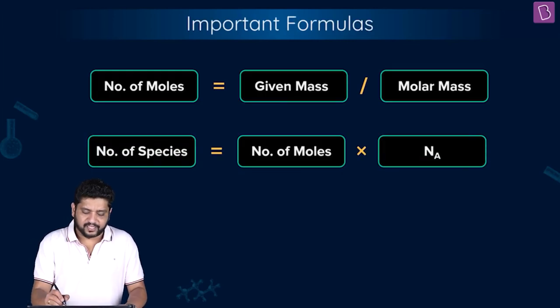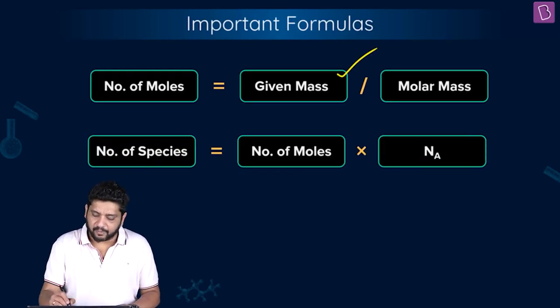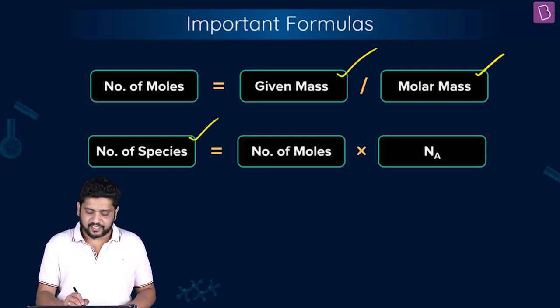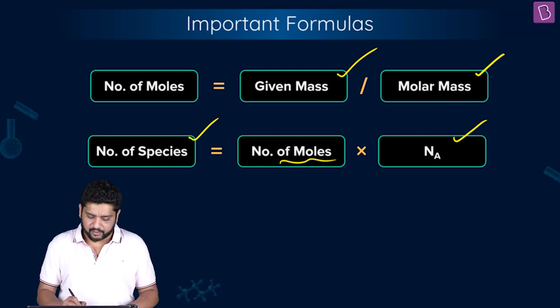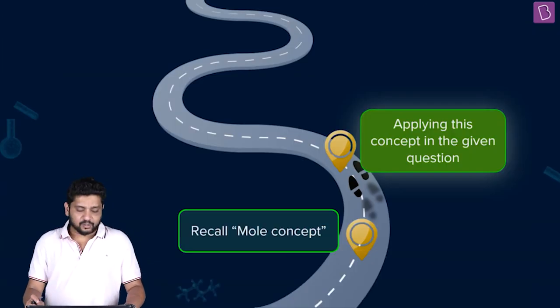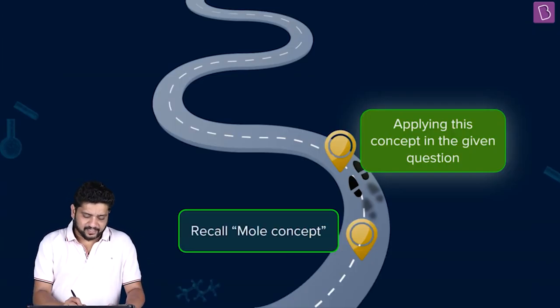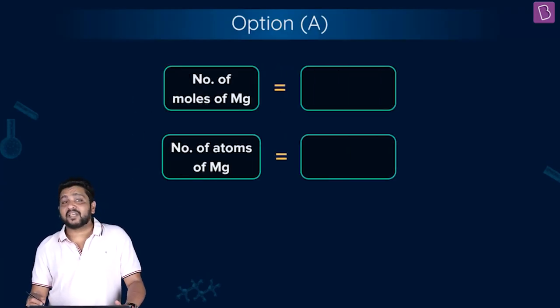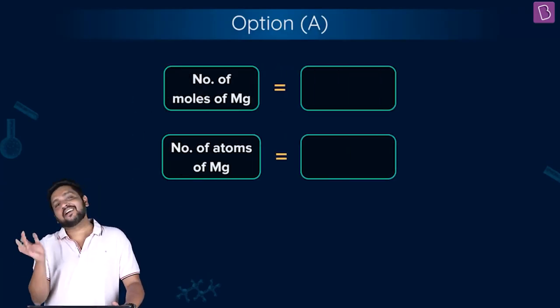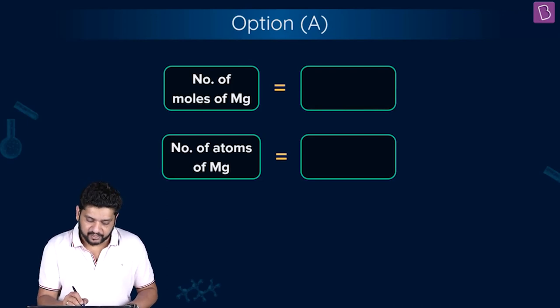So number of moles can be obtained by dividing the given mass by the molar mass, and number of particles, the actual number of particles of the species, is number of moles into Avogadro's number. We have seen both of these. Let's go forward. Applying this in the given question, everything that was given was 1 gram, so an easy calculation as well.